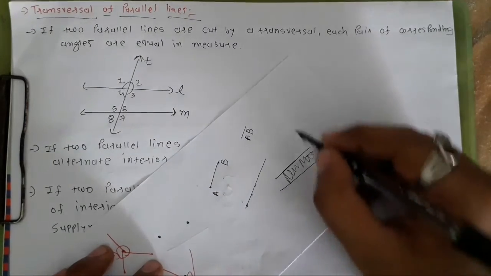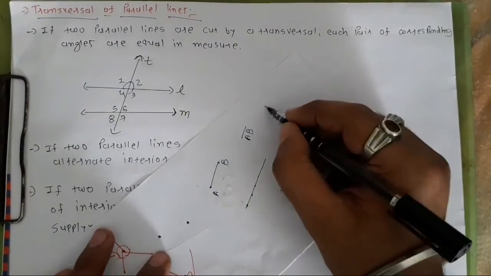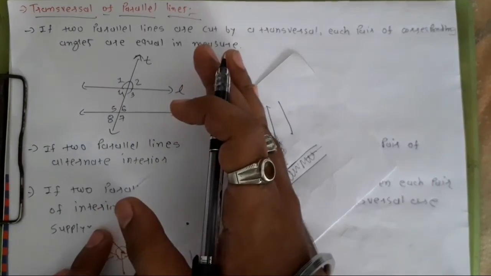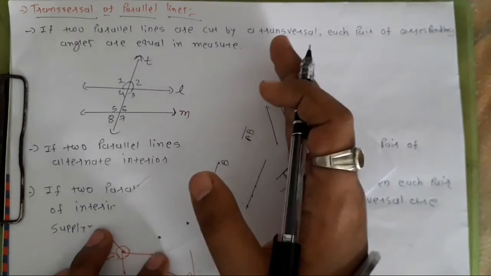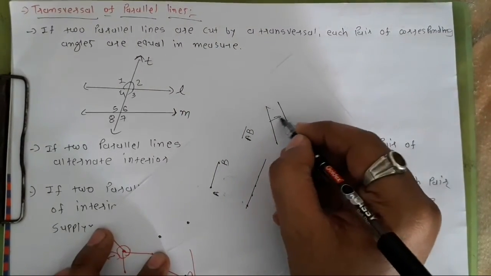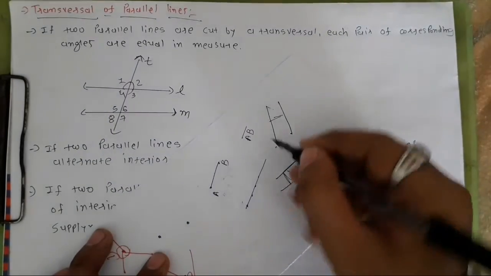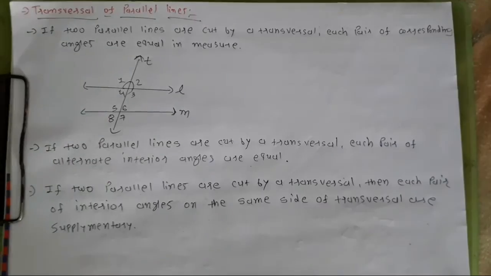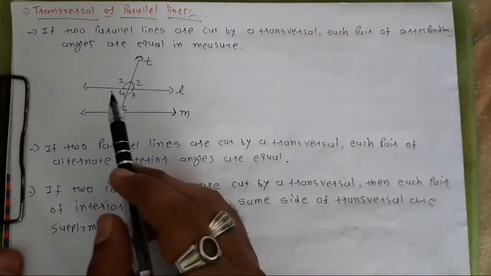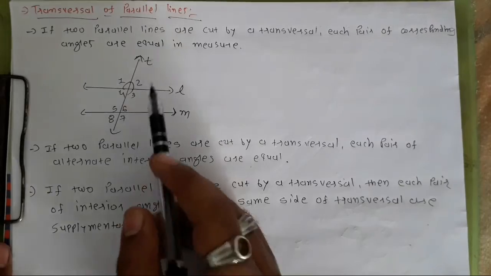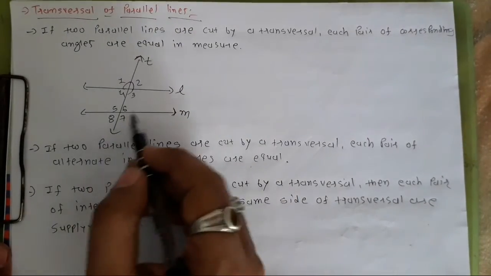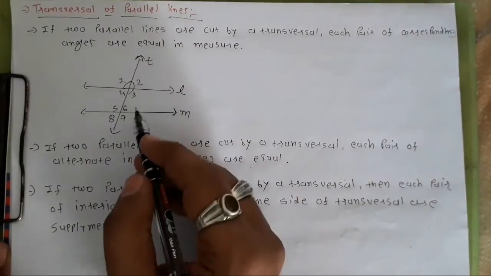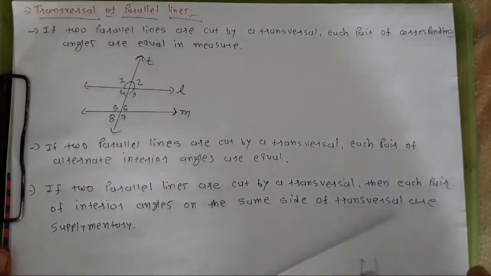So not only horizontal parallel lines are there, even vertical parallel lines are also there. If I draw a vertical parallel line here at a distance of 1 centimeter, then the distance between these two lines from starting to ending will be 1 centimeter. Now here we have to study what happens when a transversal cuts two parallel lines. Some changes may happen in their angles.